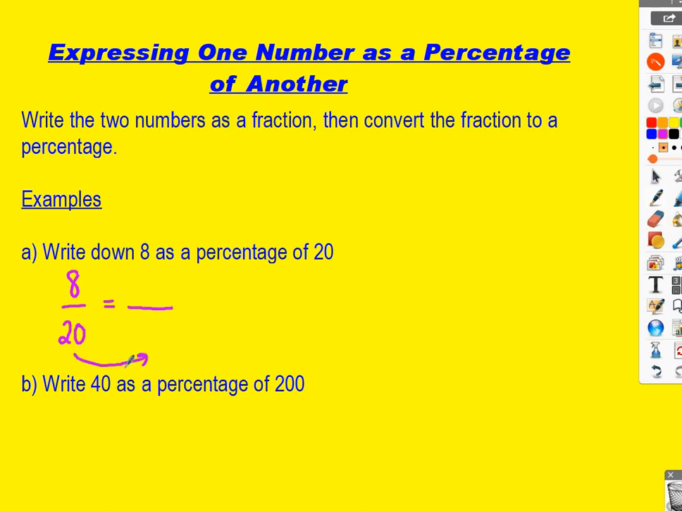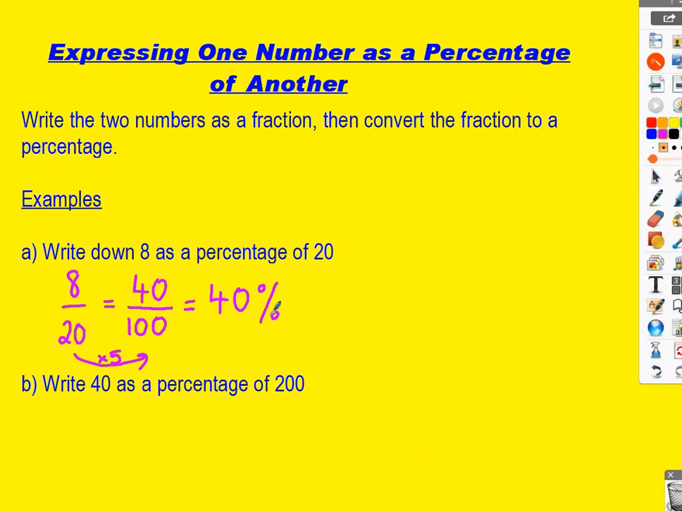So I'm going to multiply the denominator of the fraction by 5. 20 times 5 will give me 100. And I also have to do the same to the top. So multiplying the 8 by 5 gives me 40. 8 over 20, 8 20ths is the same as 40 hundredths. Percentage means out of 100, so 40 out of 100 is 40%. So 8 as a percentage of 20 is 40%.